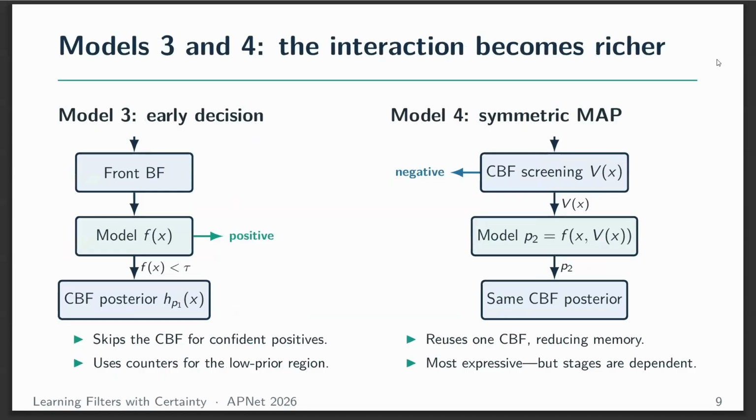We also present 2 other models. The third one allows you to make an early decision. It's similar to model number 2, but if the machine learning model has high certainty, you can make a positive decision before accessing the counting Bloom filter.